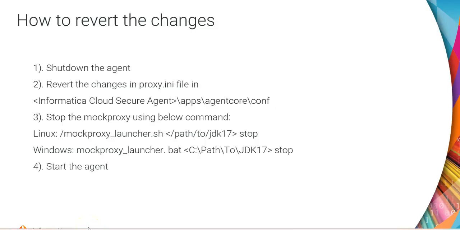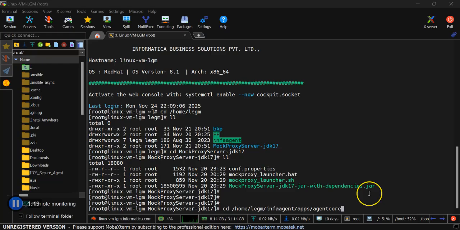After capturing the logs, ensure to revert the changes by following these steps. Shut down the agent, revert the changes in proxy.ini file, stop the mock proxy, and then restart the agent. Moving on to the demo.